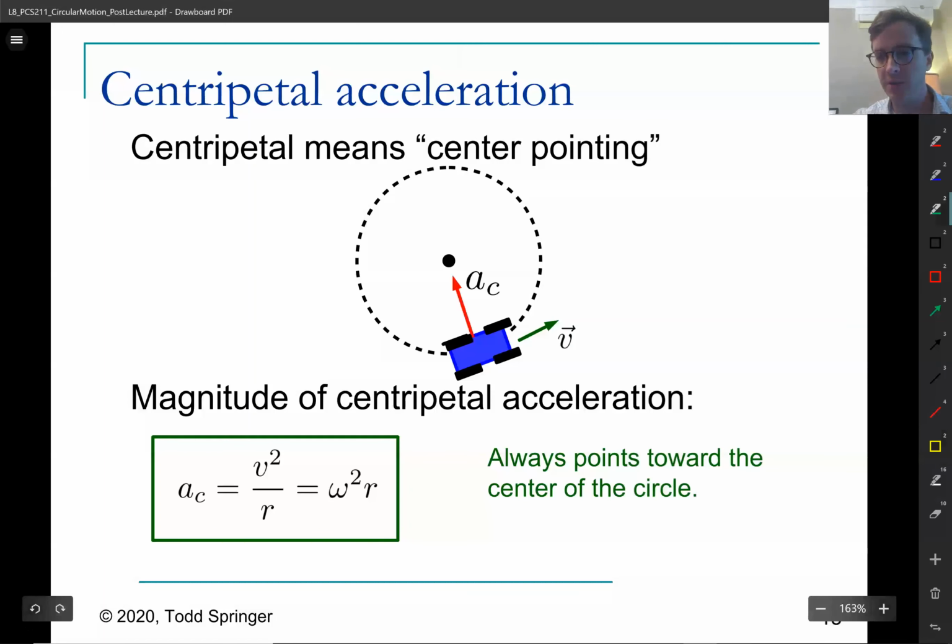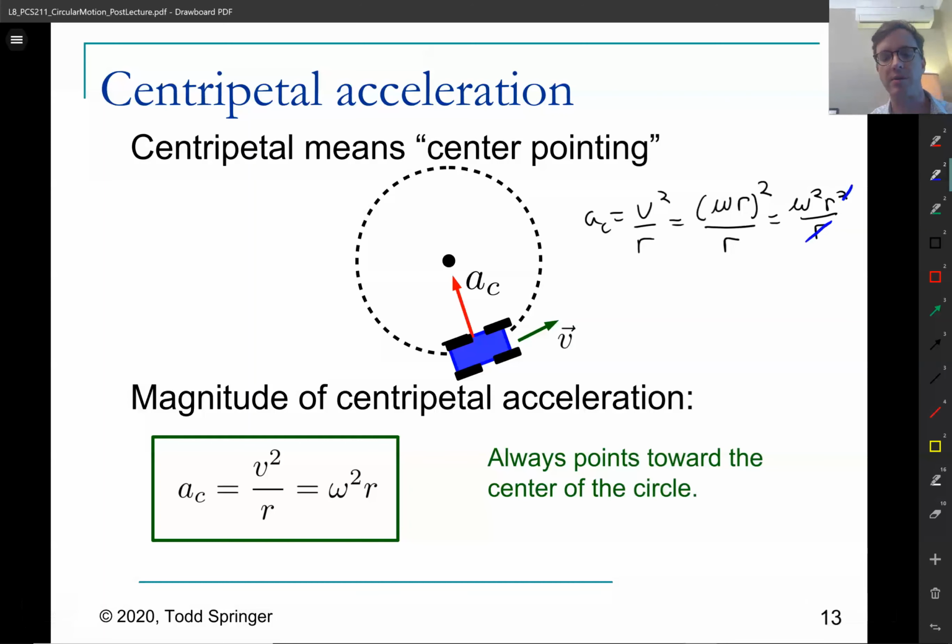This second one is quite useful: omega squared r. Where did that come from? I used, let me write it here, a_c is equal to v squared divided by r. And then for v, there's a formula: v is equal to omega times r, so v squared over r is omega squared r squared divided by r. And this cancels with this, and I get omega squared r. So that's where that second equality comes from. That's the magnitude of the acceleration that the object feels, and it points towards the center of the circle that the object is traveling in.